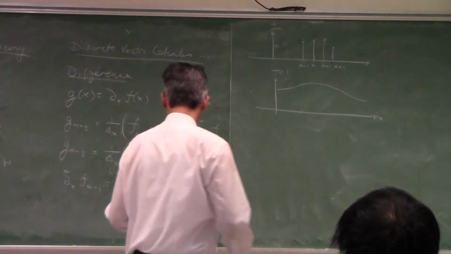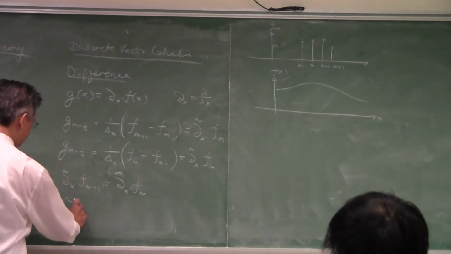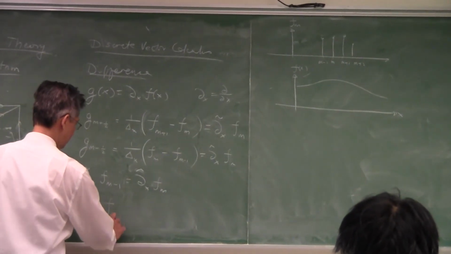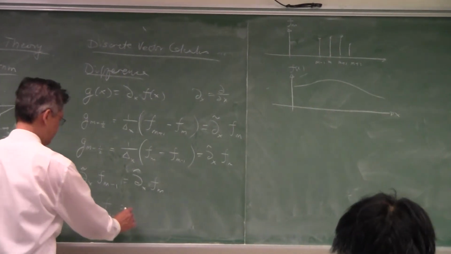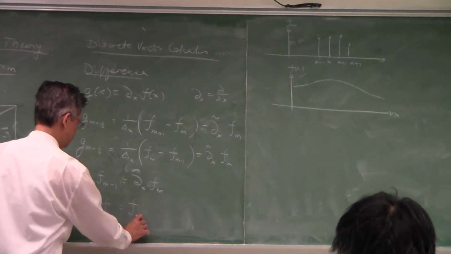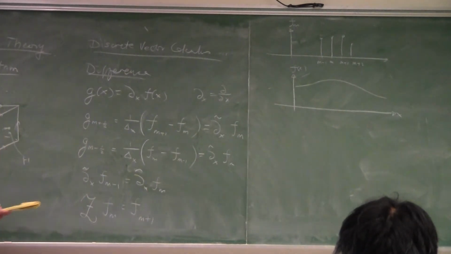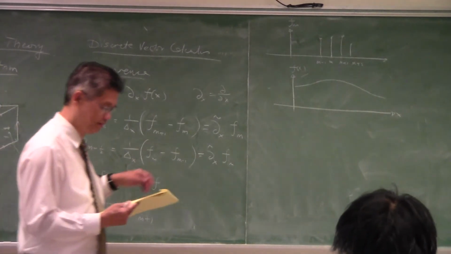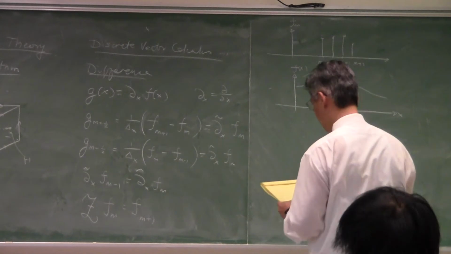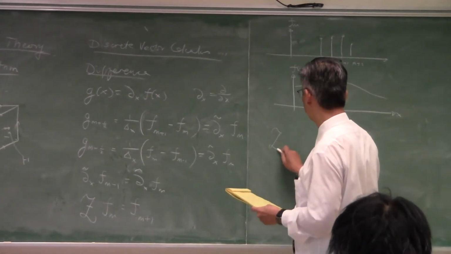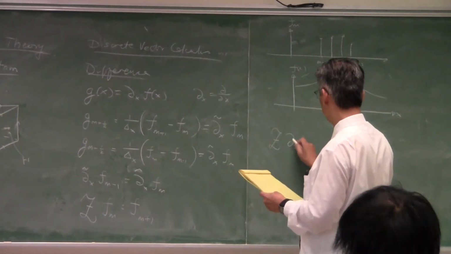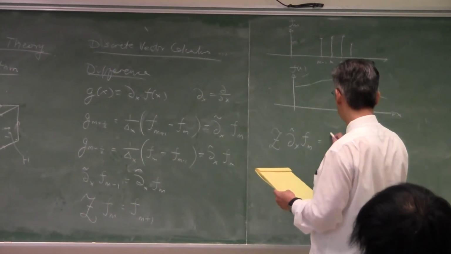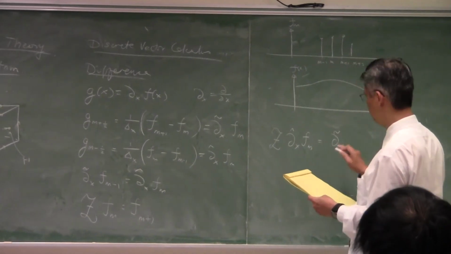And I define a shifting operator, script Z, such that when it's applied to f of m, it gives you f of m plus 1. This is just a shifting operator, the Z transform operator. Z transform is a kind of shifting operator. And it's quite clear that if I were to shift the back difference, I get the forward difference.